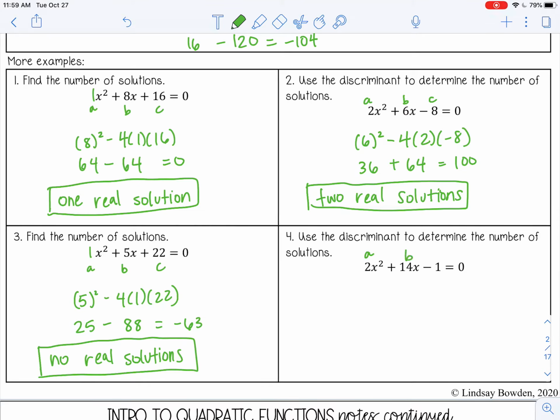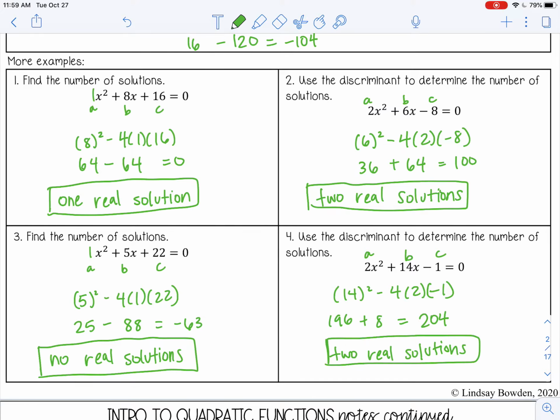And then number 4. So 14 squared, that's 196. Negative 4 times 2 times negative 1, that's positive 8, which gives us 204. That's a positive number. That means this quadratic function has 2 real solutions. Okay, let's continue on.